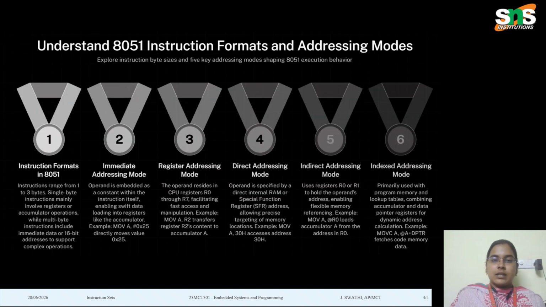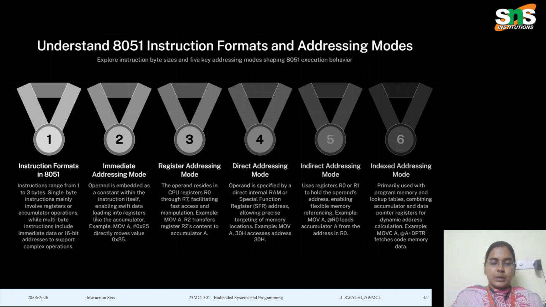Next comes understanding the 8051 instruction formats and addressing modes. We have the instruction commands, and those instructions should be used in certain formats, that is nothing but the addressing mode, how you address it. Instruction formats can vary from 1 byte to 3 bytes. Single-byte instructions mainly involve registers or accumulator operations, while multi-byte instructions include immediate data or a 16-bit data address to support complex operations. Starting with immediate, the operand is embedded as a constant within the instruction itself, enabling quick data loading into registers.